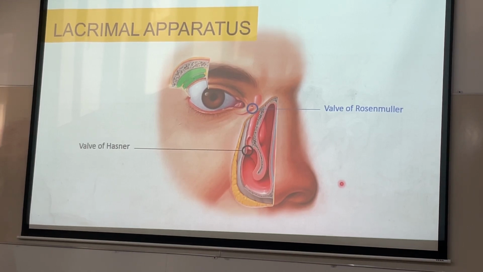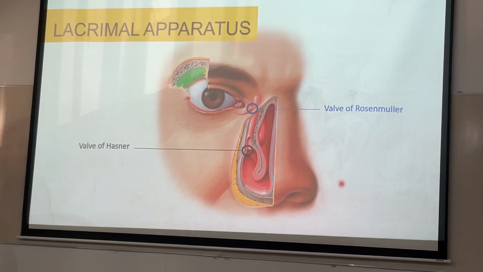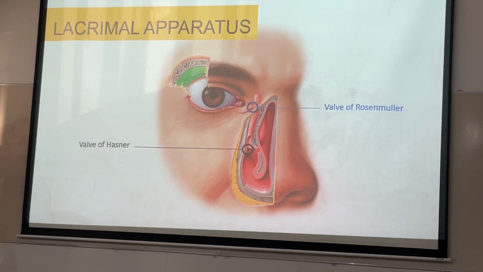To prevent reflux of tears, when your tears drain into the lacrimal sac, there are also valves. The superior valve is known as your valve of Rosenmuller, and the inferior valve is known as your valve of Hasner. The valve of Rosenmuller prevents reflux of tears from the lacrimal sac back into the punctum. Okay? And the valve of Hasner prevents reflux from your nasal cavity back into the nasolacrimal duct.